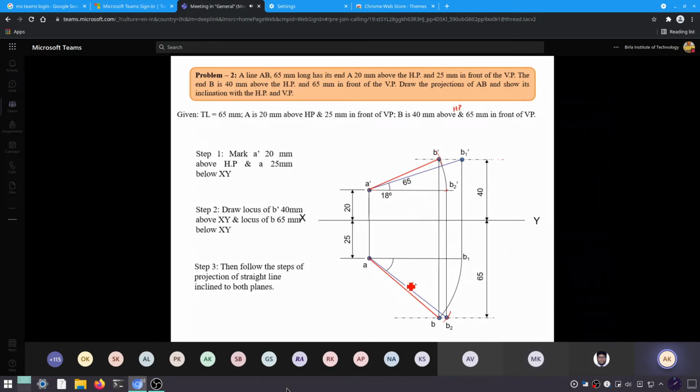If we made this line 65.5, you will see these end projectors will not match, will not lie in those two parallel lines.